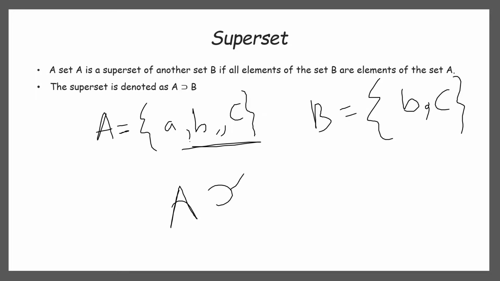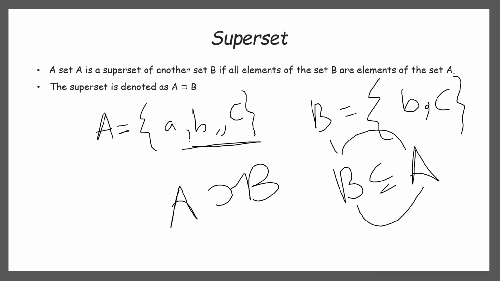A is a superset of set B. It means that A contains the set B. So A is a superset of B because each element of B is an element of A also. In other words, B is a subset of A, and A is a superset of B. And for superset we use this symbol. So it is just the opposite of subset. It means that the bigger set, in which the elements of the other set are present, is called the superset.